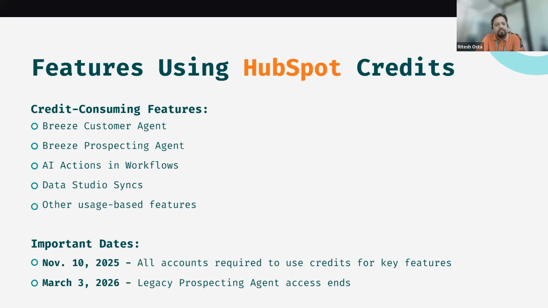These are the important dates. November 10, 2025: all accounts are required to use credit for key features. And March 3, 2026: legacy prospecting agent access ends. There was a legacy prospecting agent whose access is going to end next month. This webinar is being recorded in February 2026, so by the time you watch this content, the legacy prospecting agent access will already have ended.